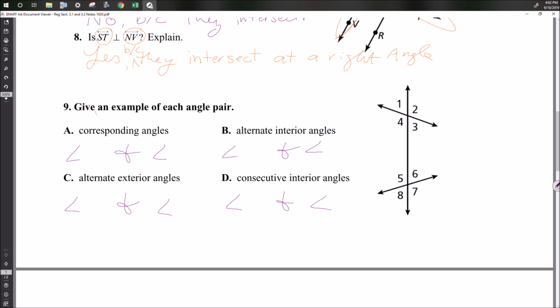Okay, so it's been a minute. So one pair of corresponding angles would be angle 1 and angle 5. Another set would be angle 4 and angle 8. Or you could have said angle 2 and angle 6. Or the final set would be angle 3 and angle 7. So there are 4 possible answers.